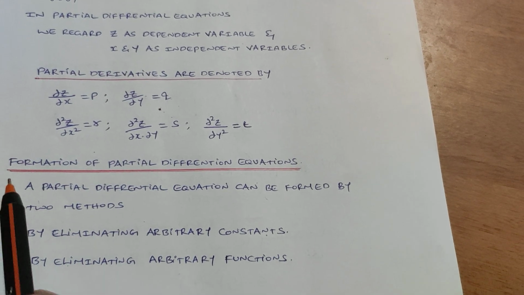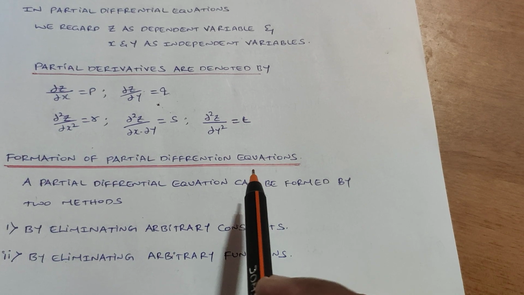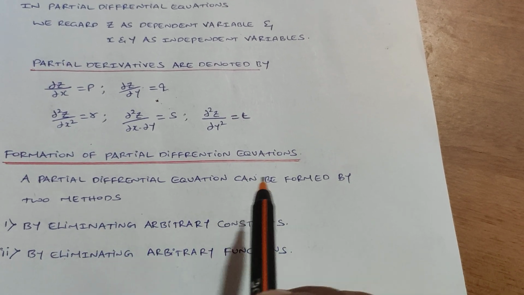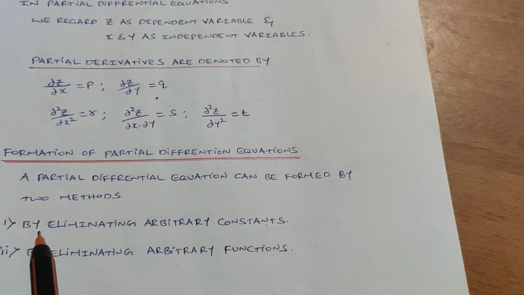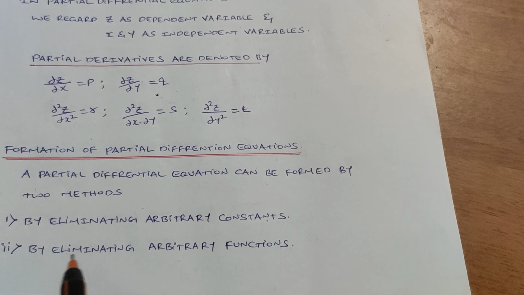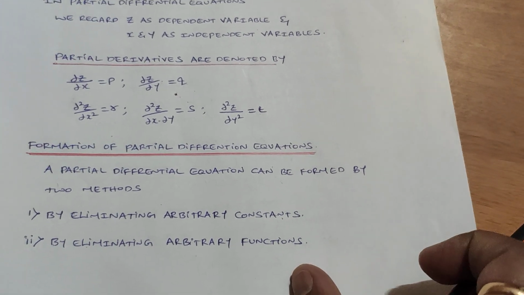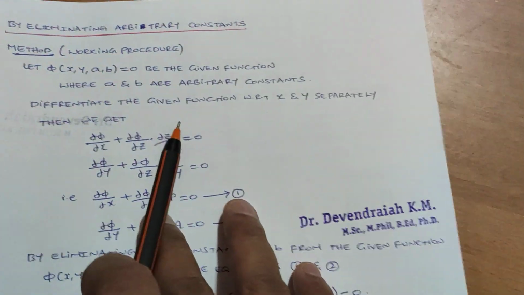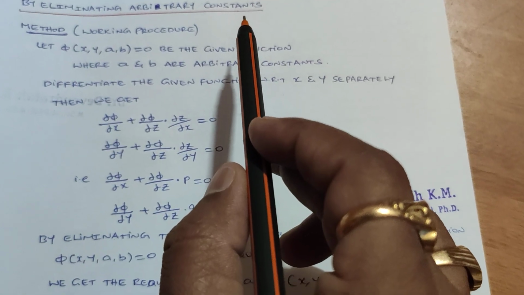Now we study the formation of partial differential equations. A partial differential equation can be formed in two methods. The first is by eliminating the arbitrary constants, and the second is by eliminating the arbitrary functions. Let us discuss the first one, that is, by eliminating the arbitrary constants.